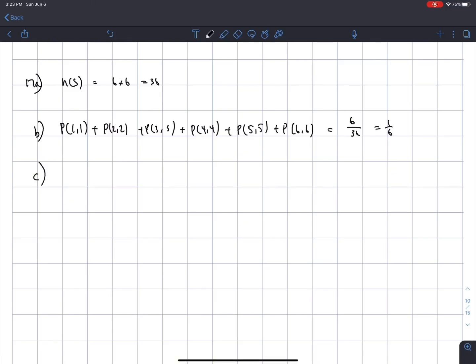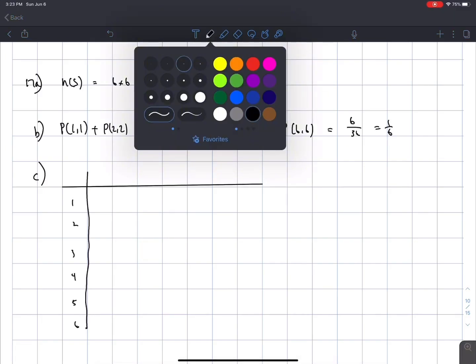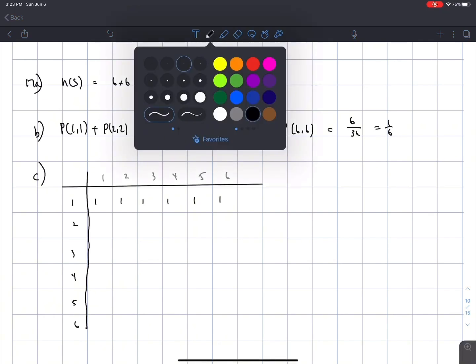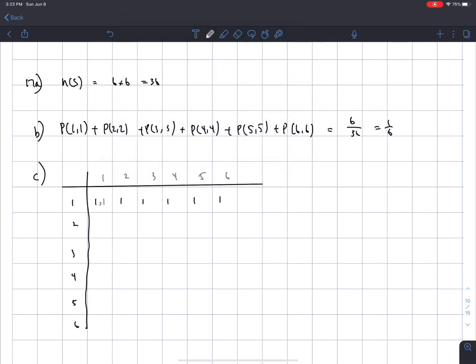The number of black greater than the number of white. I can make a two-way table. So I will just use gray for white. So the first number represents the black dice, and the second number represents the white dice.